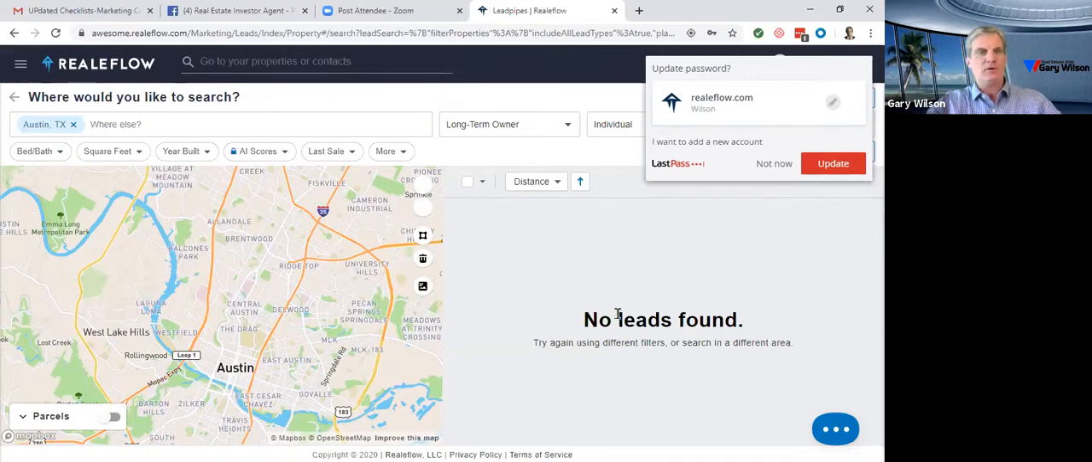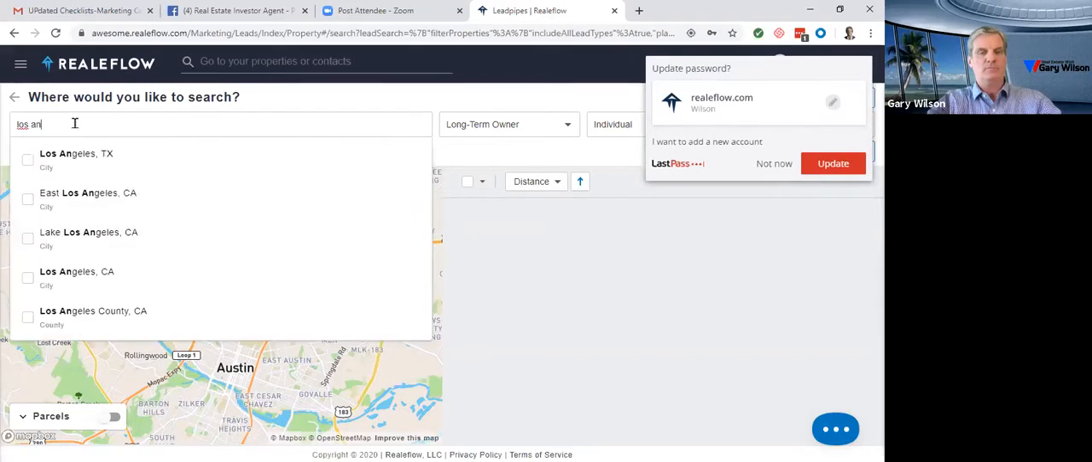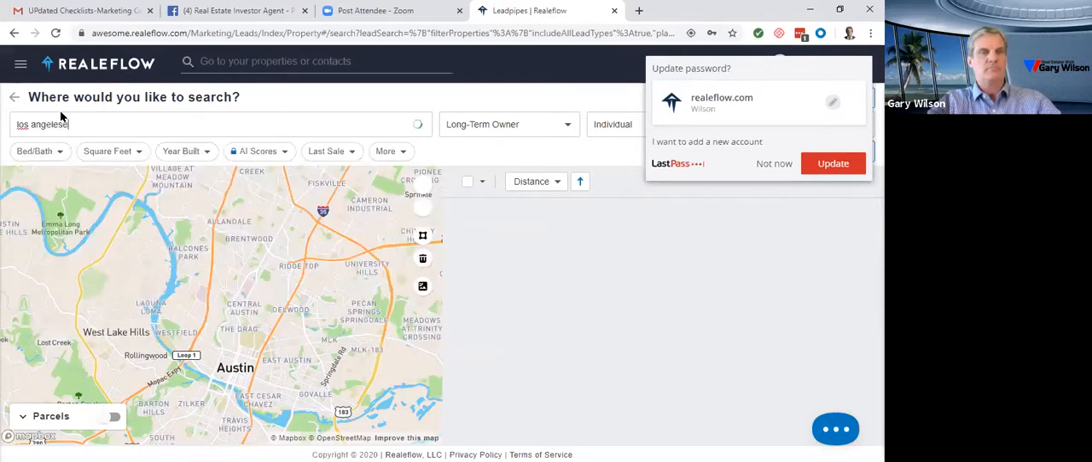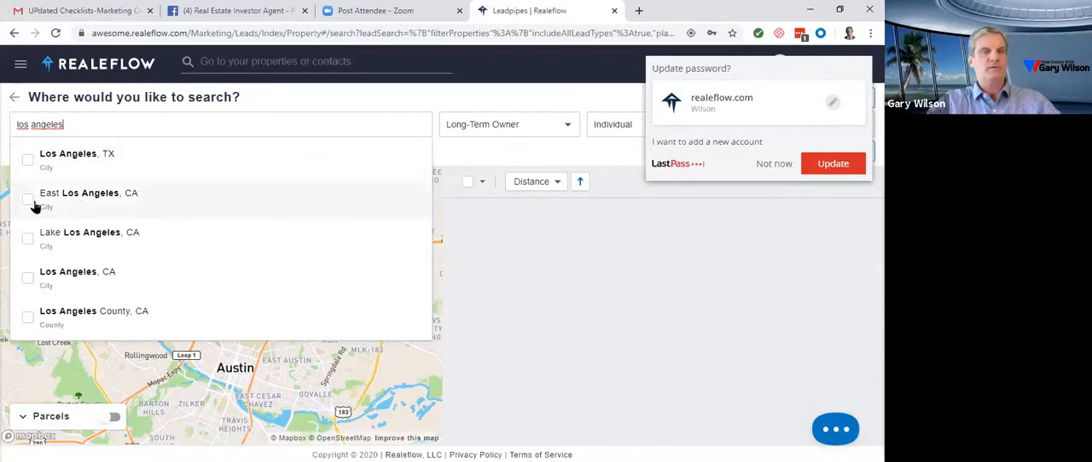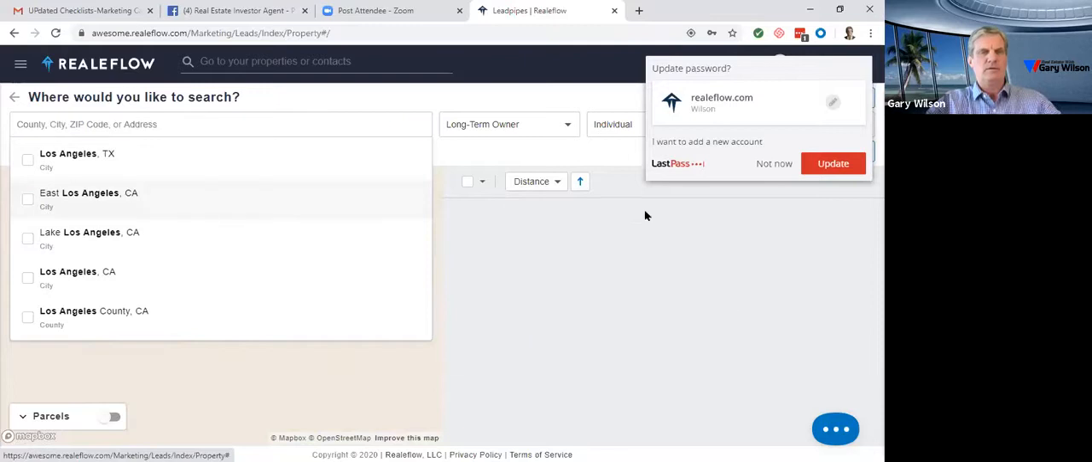No leads found for Austin. Let's do Beverly Hills. So nobody owns a property more than 30 years? That doesn't sound right. Let's do Los Angeles, California, and search.